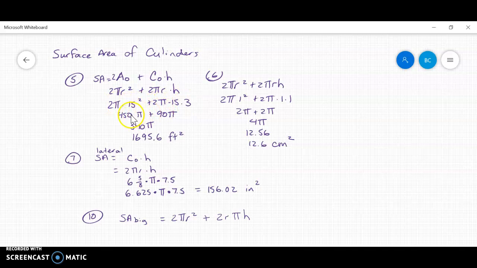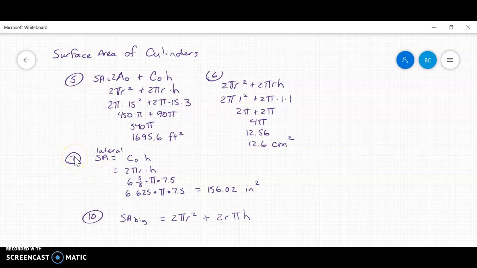Notice that as I'm doing this multiplication, I did not multiply times 3.14 until I got all the way to the end. So I kept things in terms of pi until I had 540 pi, and then I multiplied times 3.14, and I found my answer for number 5, and then I found the answer for number 6.